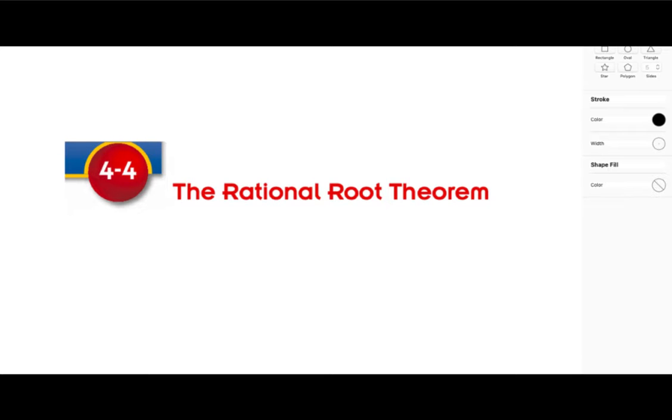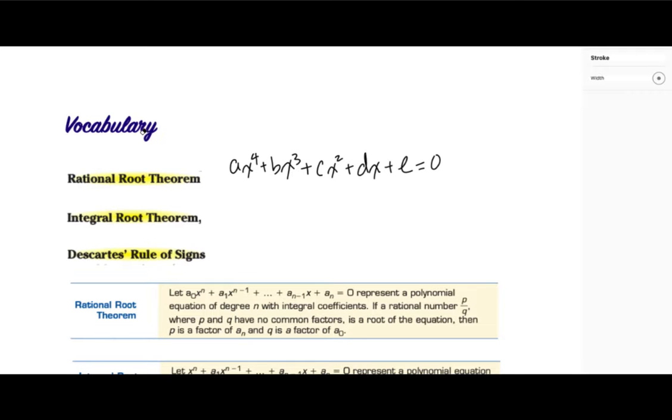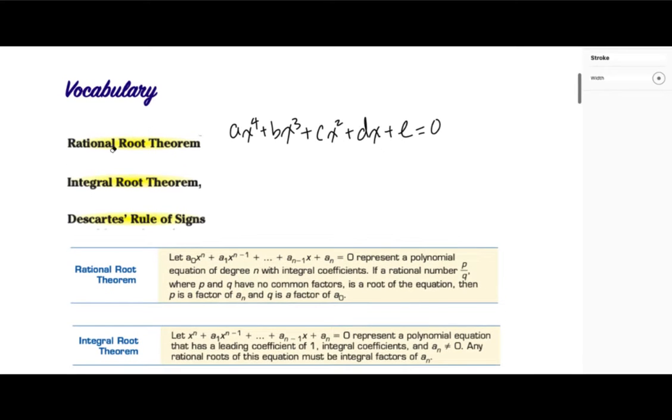Hey, pre-calculus friends, here we are in chapter 4. We're looking at the rational root theorem. Our vocabulary today consists of three concepts: the rational root theorem, which is the title of our section, the integral root theorem, which was really based off the rational root theorem, and Descartes' rule of signs. All of these are so much better to talk about in an example, but I will give you a slight overview of each.